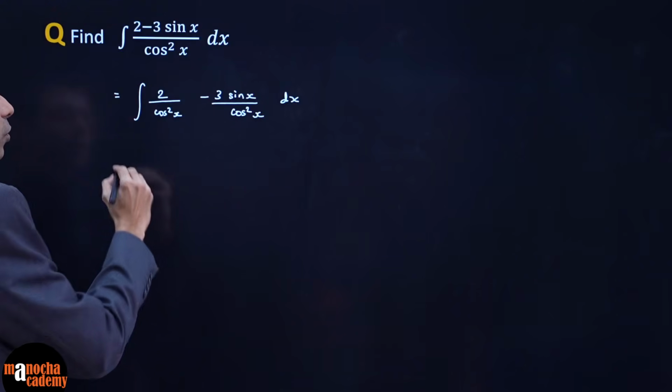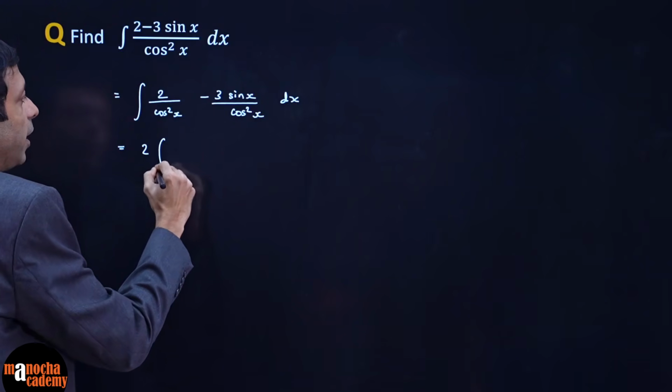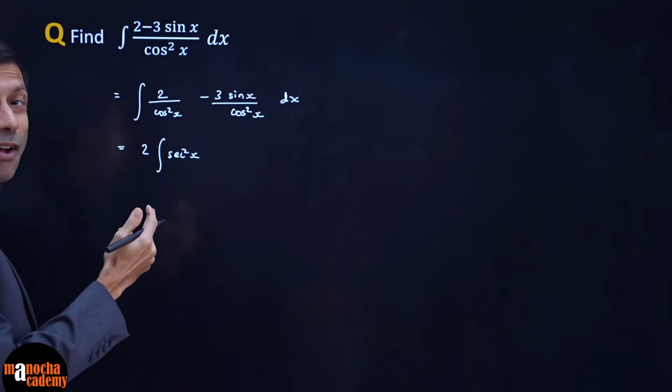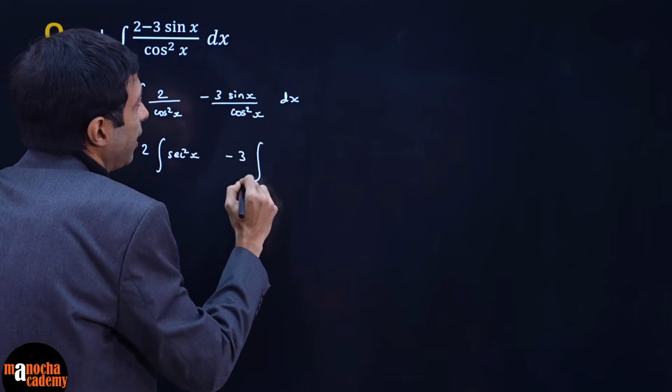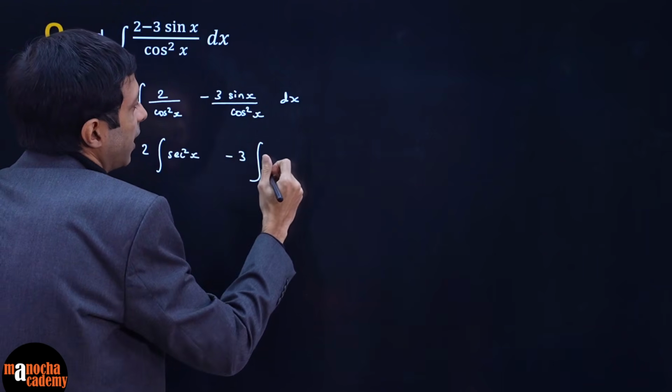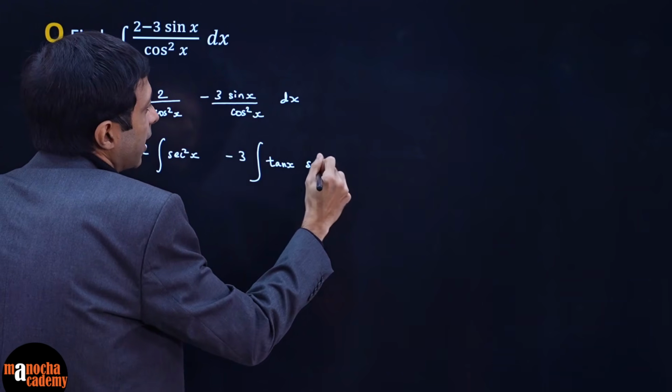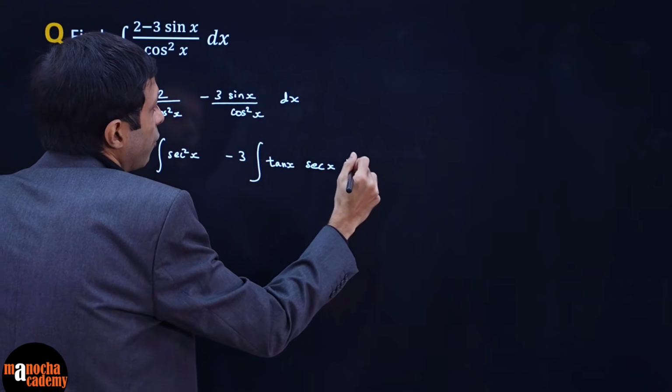Integration of 2 by cos square x minus 3 sin x by cos square x, and of course dx. This will give you 2 integration sec square x, and we have a formula for that. Good news, right? And here minus 3 integration of, what will this give you? Sin x by cos x is tan x, so sec x tan x, also a check. We have a formula for that.